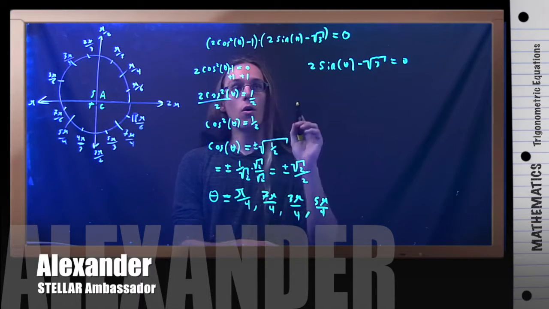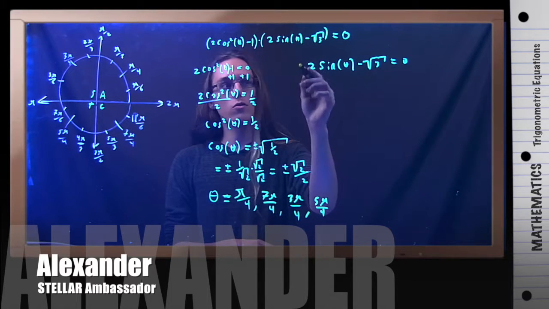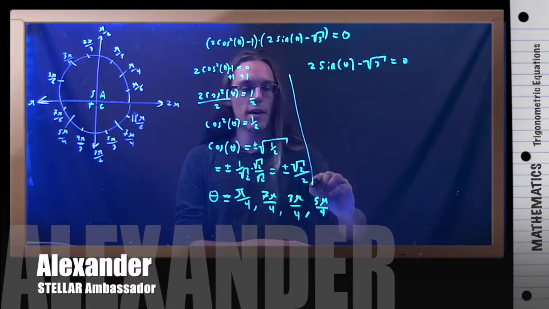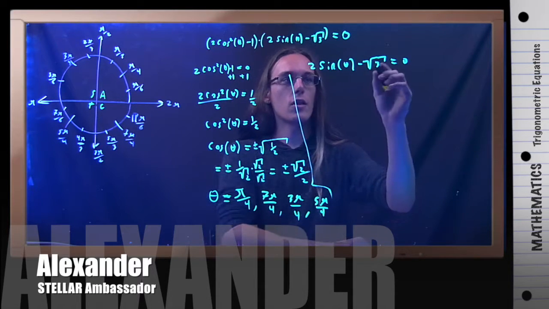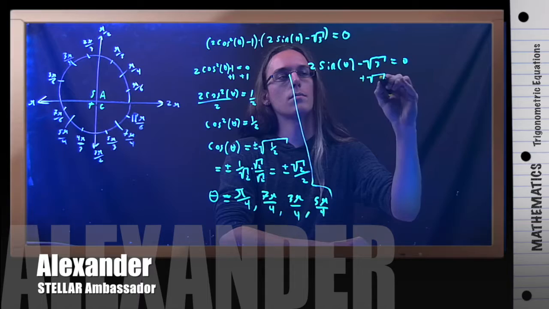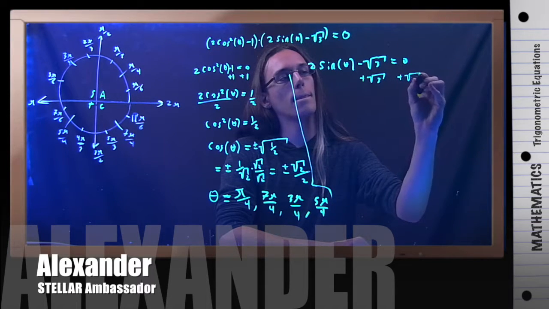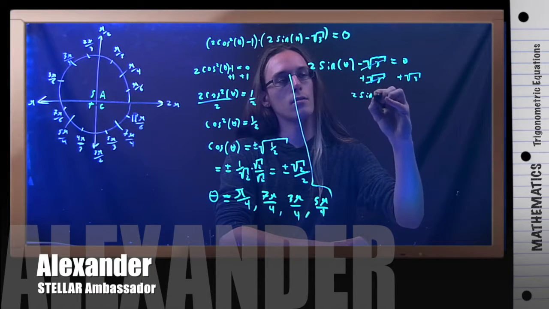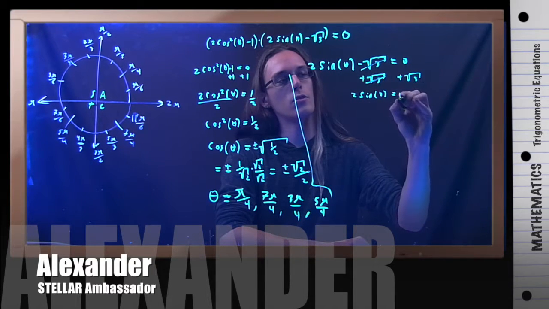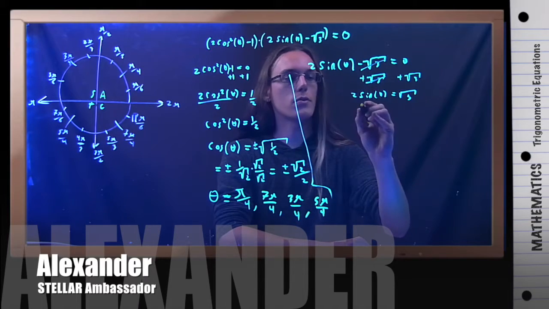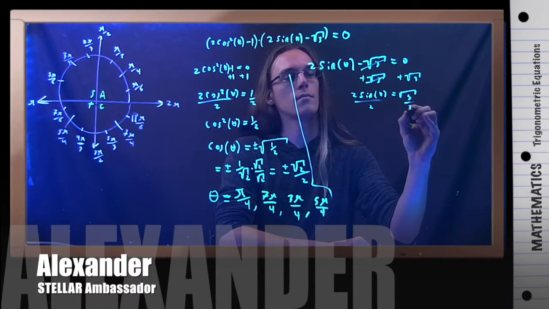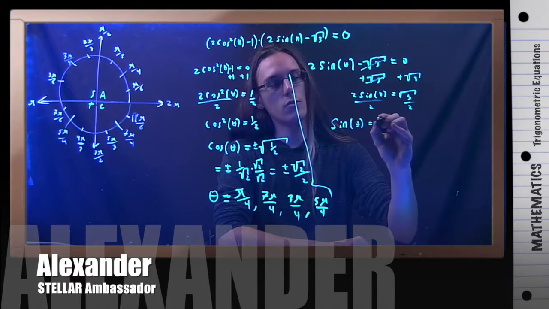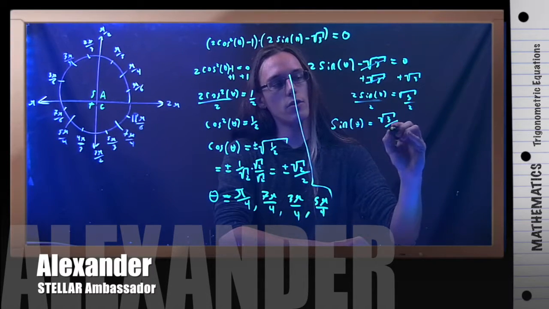Now, we want all the angles that work for this whole expression, so we're also going to find the thetas that make this equal to 0. So let's go ahead and solve that. So first I'll add root 3 to both sides. So we get 2 sine of theta is equal to the square root of 3. Now I'll divide both sides by 2. So I get sine of theta is equal to the square root of 3 over 2.